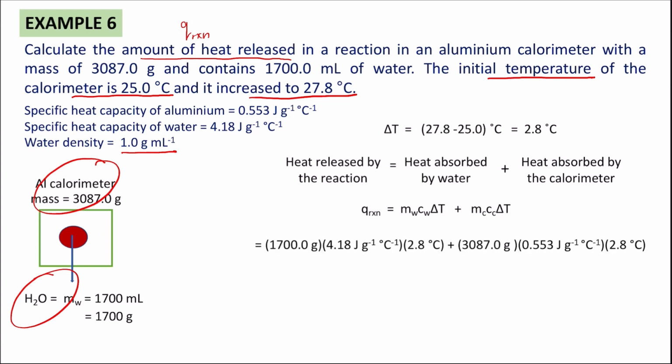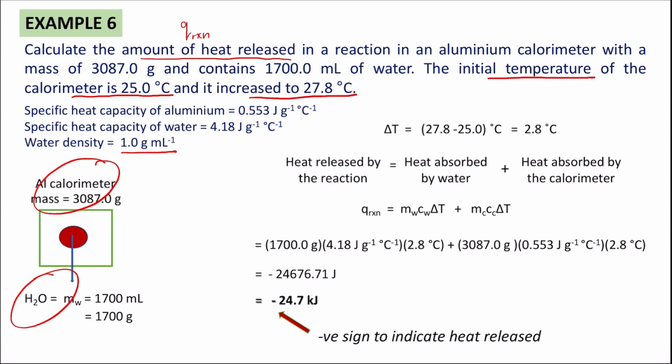Masukkan sahaja semua value. So, awak akan dapat heat release which is negative 24676.71 joule. Usually, jawapan ditinggalkan dalam kilojoule. So, I'm going to put negative 24.7 kilojoule. Then, negative sign here to indicate the heat release.